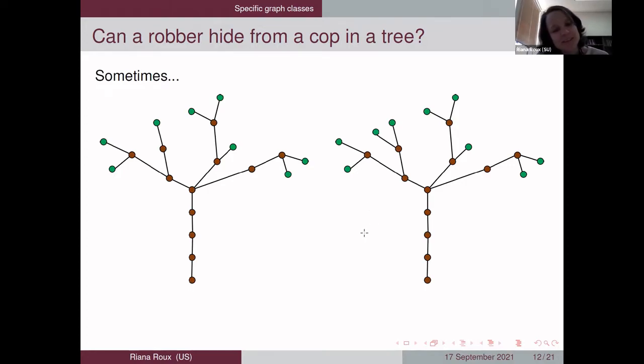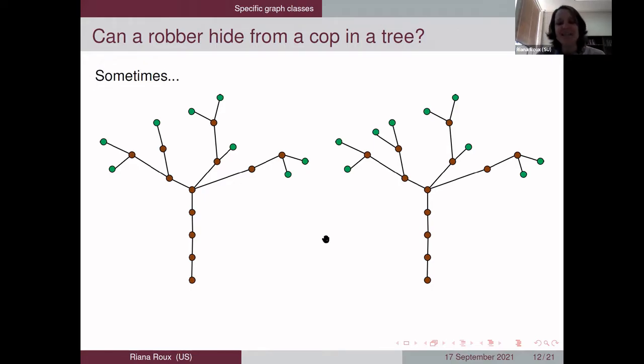I have 2 trees here. And my question is, in which one of these can a robber hide from a single cop? In one of them, it's impossible. In the other one, it is possible. What do you think? You don't have to answer me. It's a rhetorical question. I'm used to that. My students don't answer.